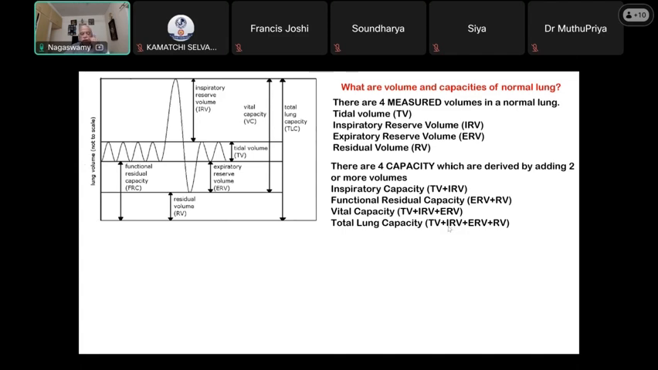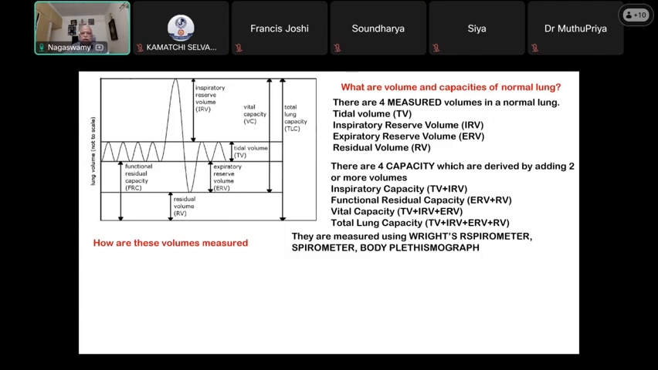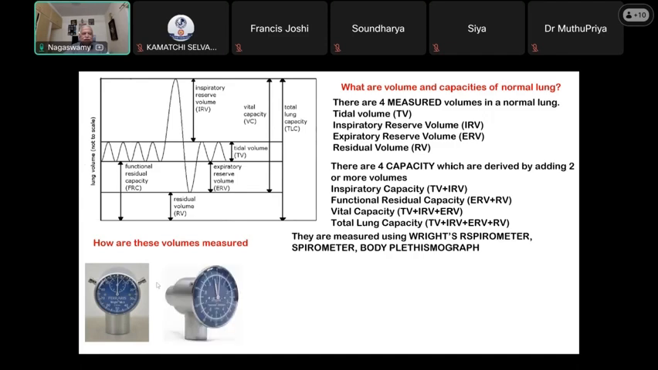Okay. Now I am going to show you a few instruments which are used to measure this. And can you name them? I think I have shown the names also, but have you all seen this particular instrument?